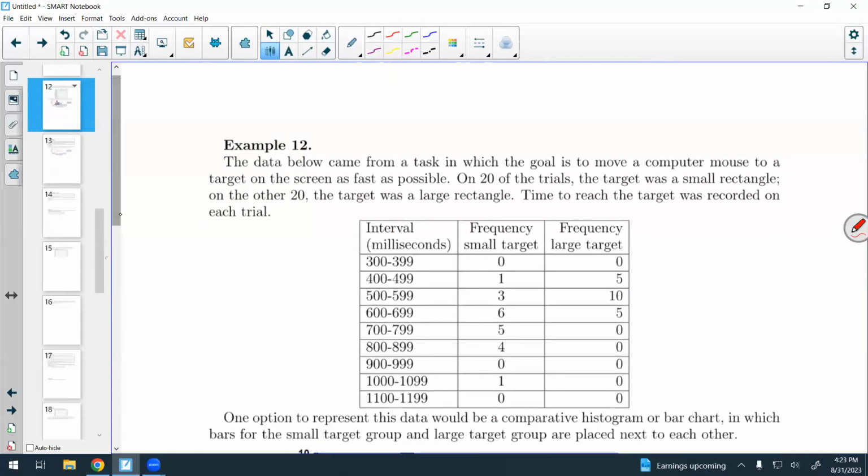So here we have data that came from a task in which the goal is to move a computer mouse to a target on the screen as fast as possible. On 20 of the trials, the target was a small rectangle. On the other 20, the target was a large rectangle. Time to reach the target was recorded on each trial.